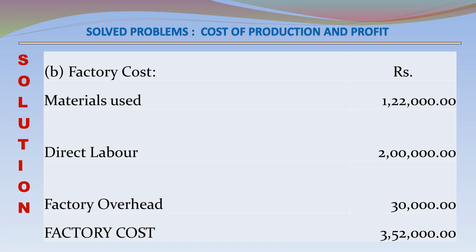Factory cost. Materials used as calculated above is 122,000. Add direct labor 200,000. Factory overhead 30,000. Factory cost 352,000.